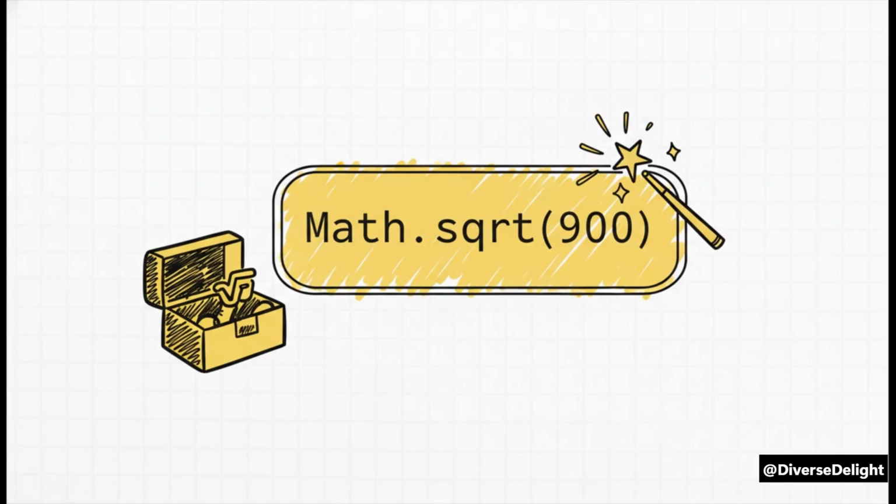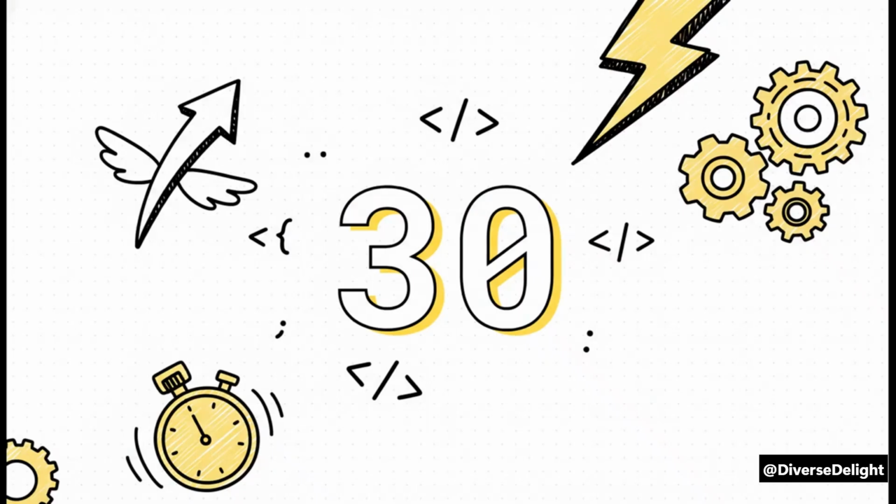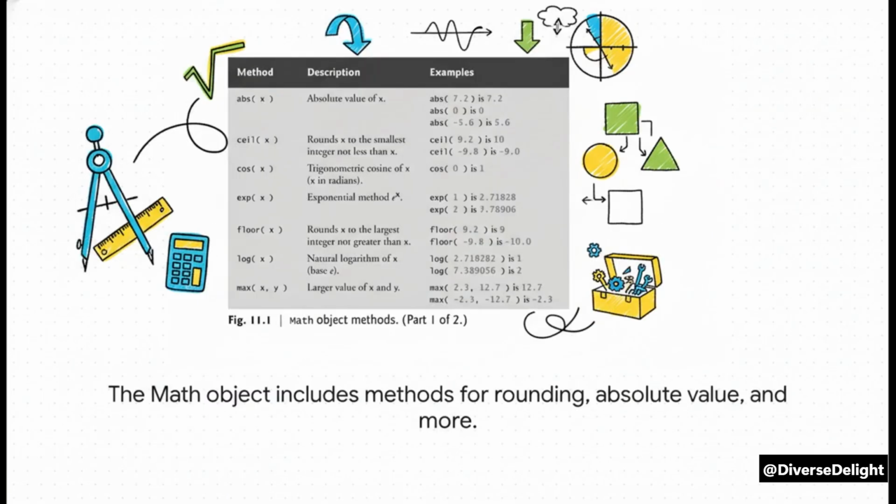You just call the math object's square root method, that's what SQRT is short for, and you give it the number. That's it. One clean, simple line of code. And boom, instantly you've got your answer. It's incredibly powerful, it's super efficient, and it saves the developer a massive amount of time. And this is a perfect example of the power of this toolbox.